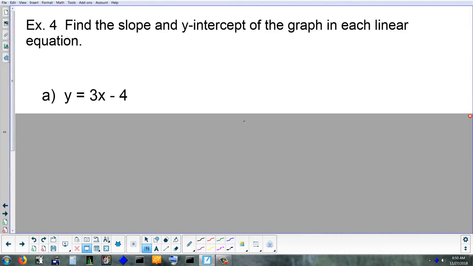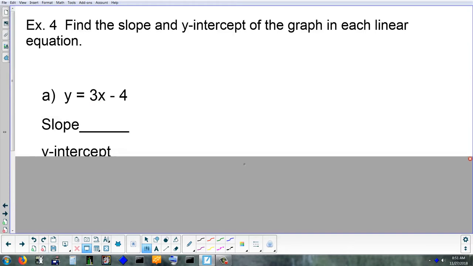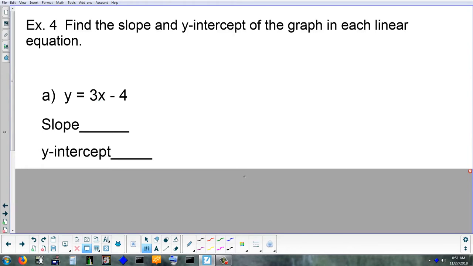Is that in slope-intercept form? Yes, the y is alone. The number with the x is first, and then the number without the x is at the end. That's always the order. So since it's already the way we want it, we should be able to get the slope and intercept pretty quick. What's the slope of that line?